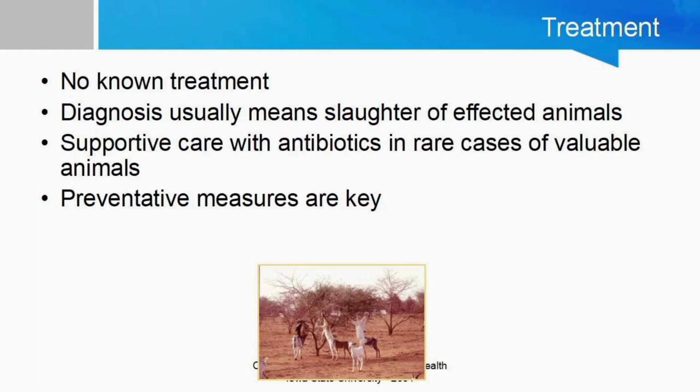There is no known treatment for the rinderpest virus infection. This, combined with the high morbidity rates, accounts for the devastating nature of this disease. A diagnosis of rinderpest virus usually means slaughter of the affected animals and significant economic loss. In rare cases, supportive care and antibiotic therapy can help in the treatment of especially valuable animals. Because of the lack of effective treatment, preventative measures are of key importance.